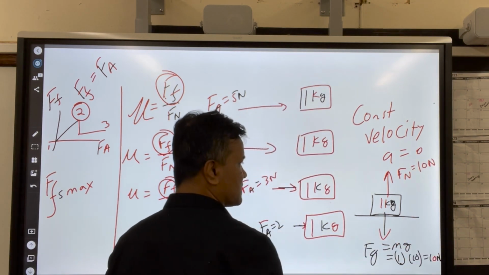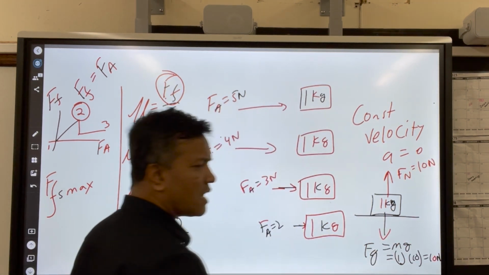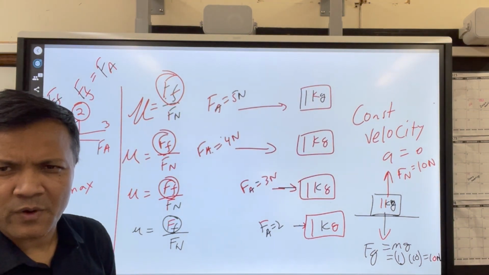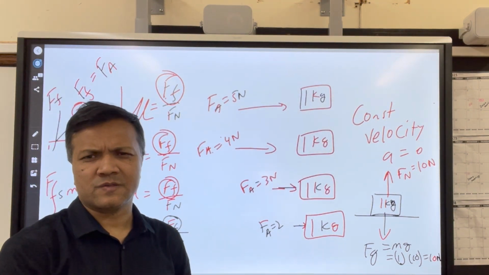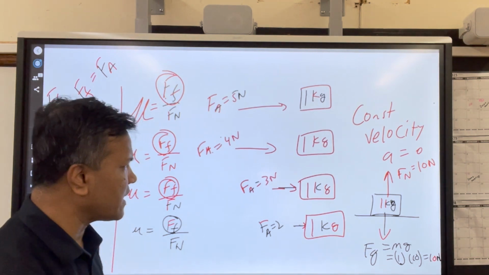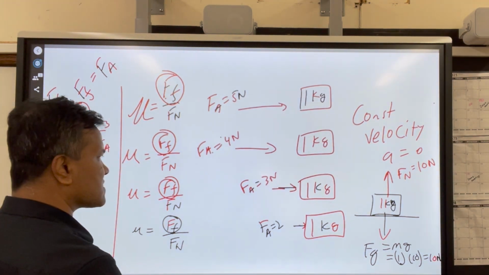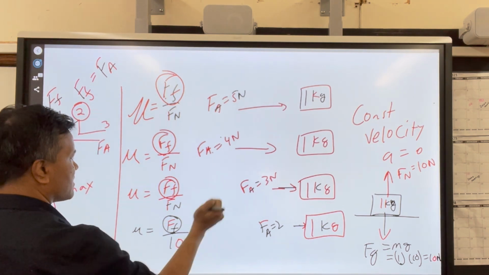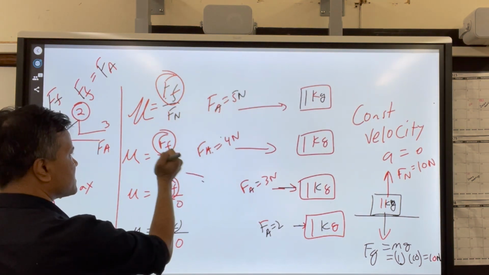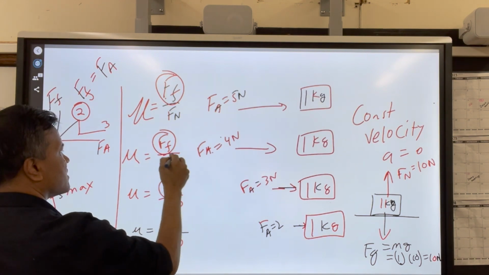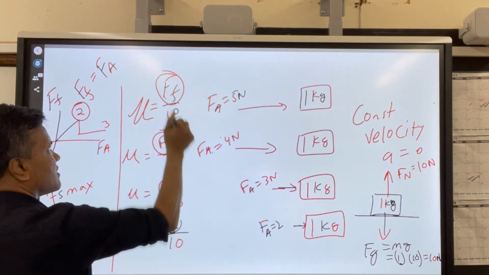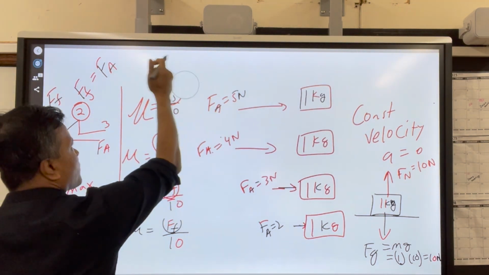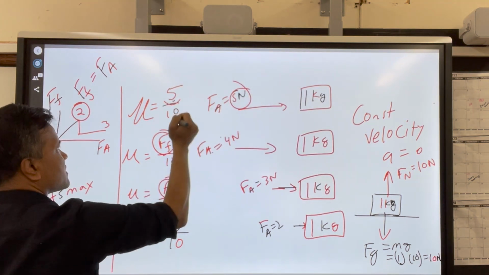Therefore, 10 minus 10 is 0 in the y direction. How much force is acting in the y direction? 0. Good. That's why in the y direction, object acceleration is 0. Now, let's come back. Replace FN by 10. Now replace FF by what you see over here.